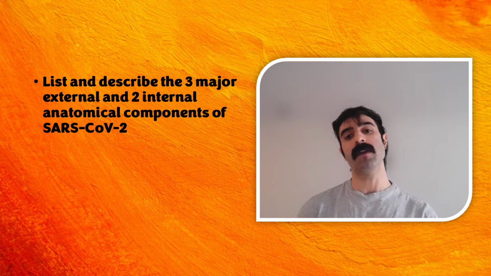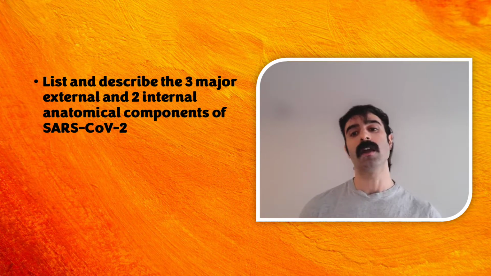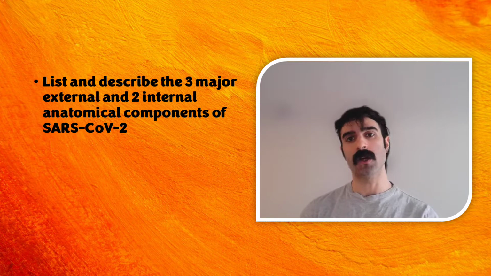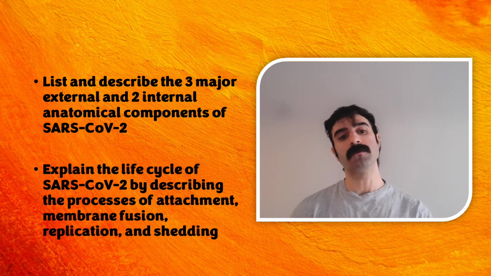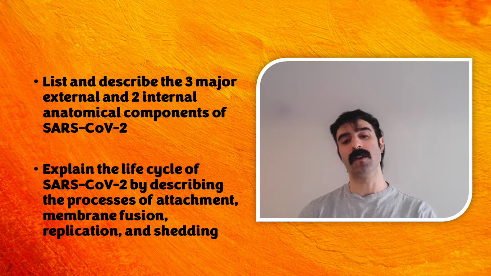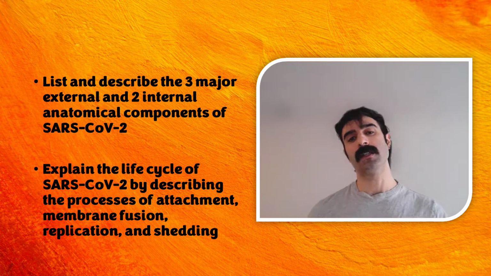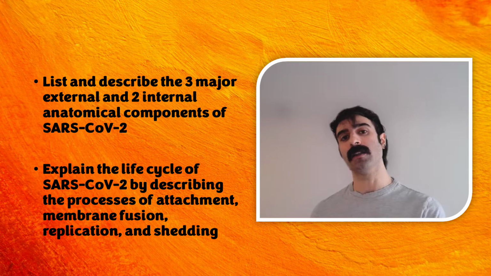By the end of this video, you should be able to list and describe the three major external and internal anatomical components of the SARS-CoV-2 virus. And you should also be able to explain the life cycle of SARS-CoV-2 by describing the processes of attachment, membrane fusion, replication, and finally shedding.